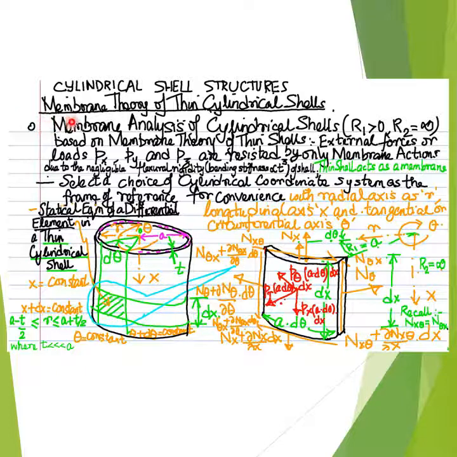However, since there are 10 unknown internal actions that need to be solved, and while there are only 6 equations available from the consideration of statical equilibrium of the general differential shell element, the problem of the solution of the unknown internal actions in a general differential shell element remains statically indeterminate.